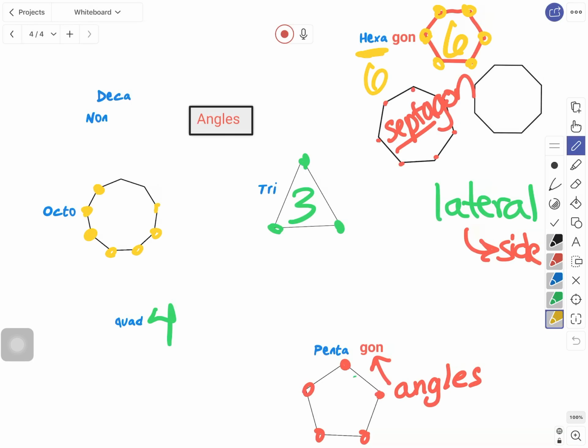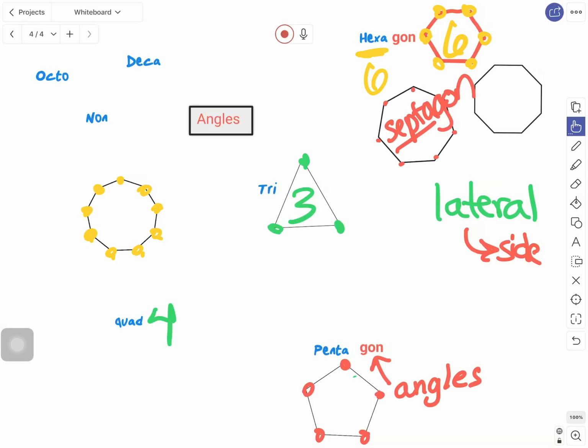means 8. 1, 2, 3, 4, 5, 6, 7, 8, 9. That's a nonagon because it has 9. So that is not an octagon. This is a nonagon. Nonagon because it has 9 angles. And finally, over here it is.